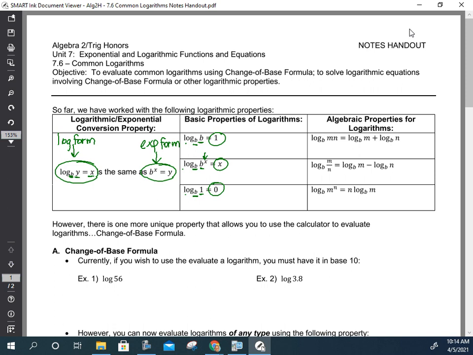As far as the algebraic properties are concerned, if you have a log with two things being multiplied, you separate them by adding. If you have a log with two things being divided, you separate them by subtraction. If you have a log of something raised to an exponent, move the exponent out in front, and you multiply times the log.